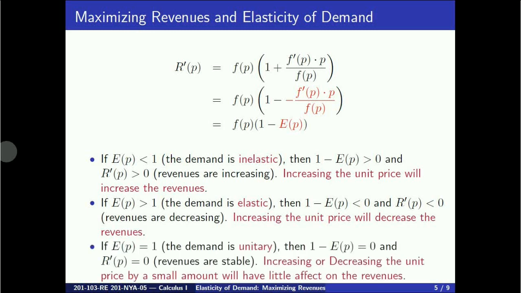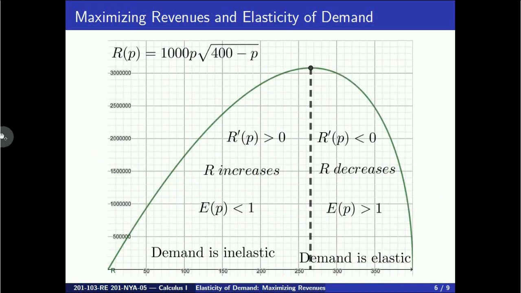When E of P equals 1, then the demand is said to be unitary. Increasing or decreasing the unit price by a small amount will have little effect on the revenues. This might be a unit price for which the revenues are maximized. The following graph summarizes the information.